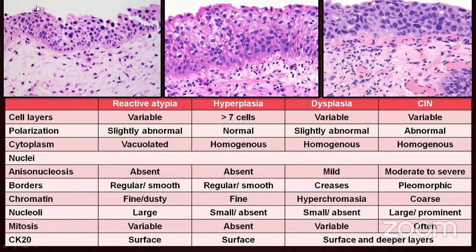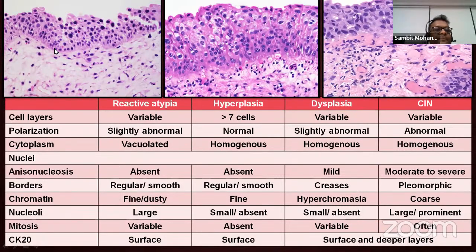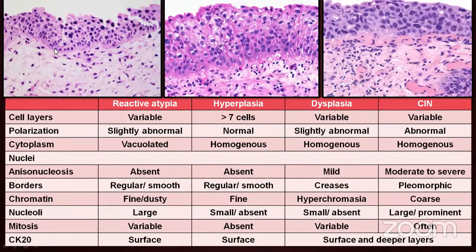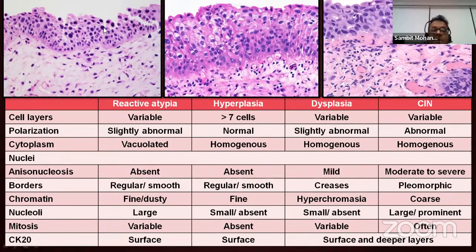So the orientation of basal cells is maintained. Yes, very good. And only the superficial cells are looking hyperchromatic. But variation of the nuclear chromatin is anisokaryosis. Size is variable, but anisokaryosis is not there. You are correct. But if you see, the cells are very, very hyperchromatic.